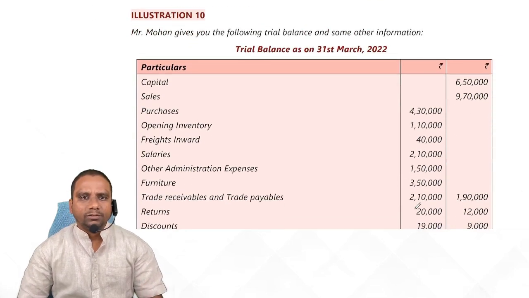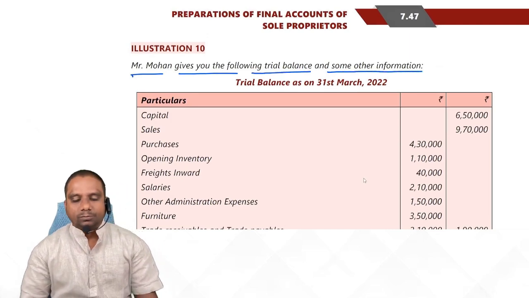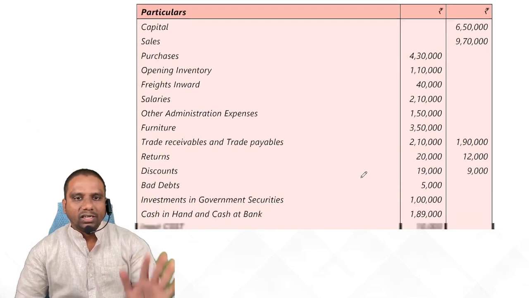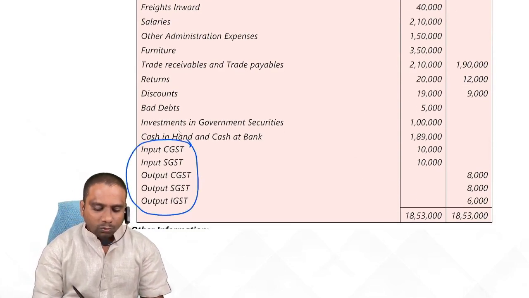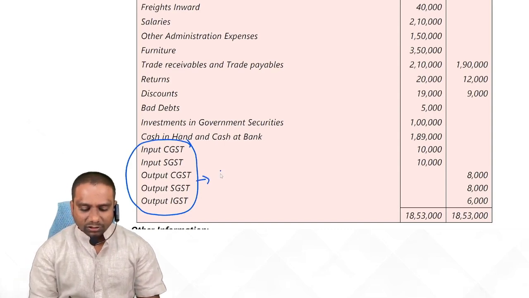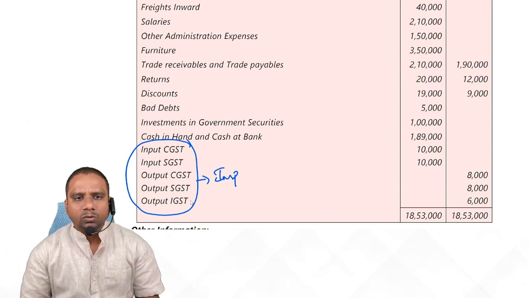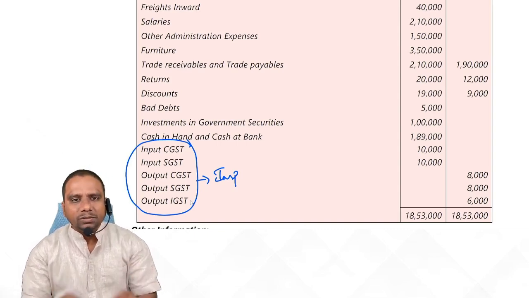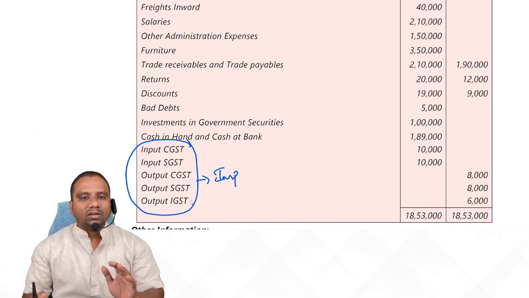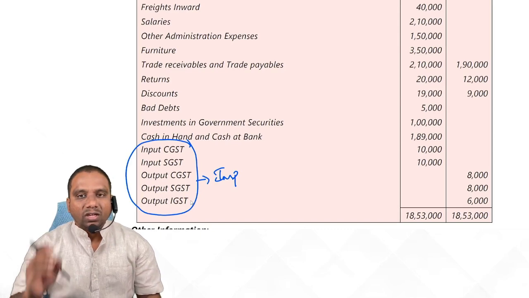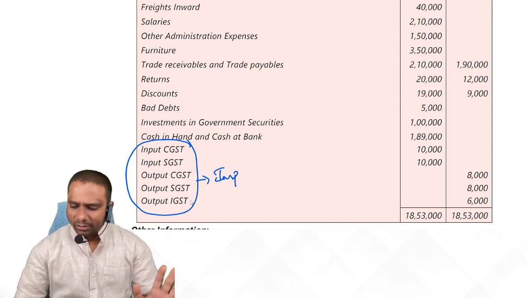Next, look at illustration 10. Mr. Mohan gives you the following trial balance and some other information. Look at the trial balance here. This trial balance contains input and output GST. Very important: suppose you don't know how to adjust this input and output GST, then simply ignore these items. Remaining items you can write in the appropriate place.